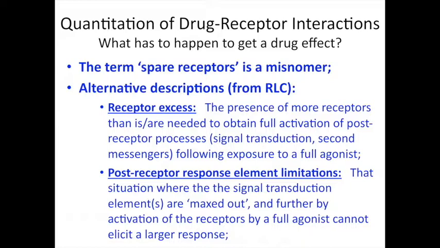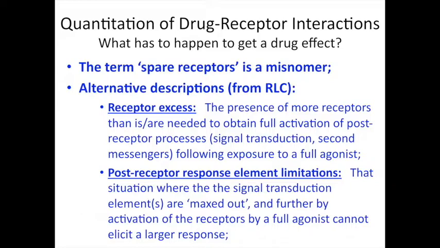Yes, the big thing that happens in the case of spare receptors is that all of a sudden a partial agonist can give you a bigger maximal effect. A partial agonist can approximate or even reach the maximal effect of a full agonist if there are what they call spare receptors, or if you want to call it a receptor excess.